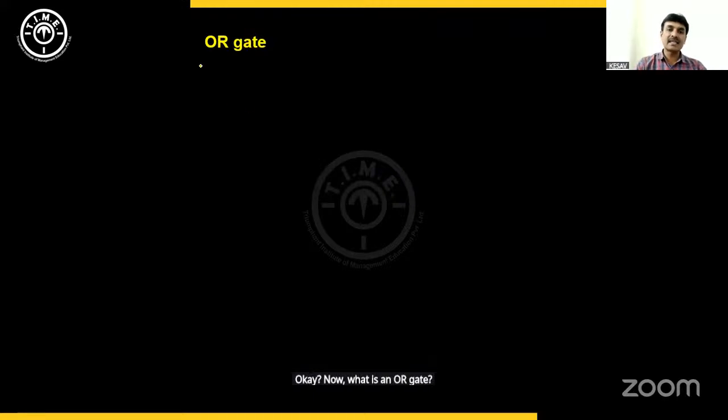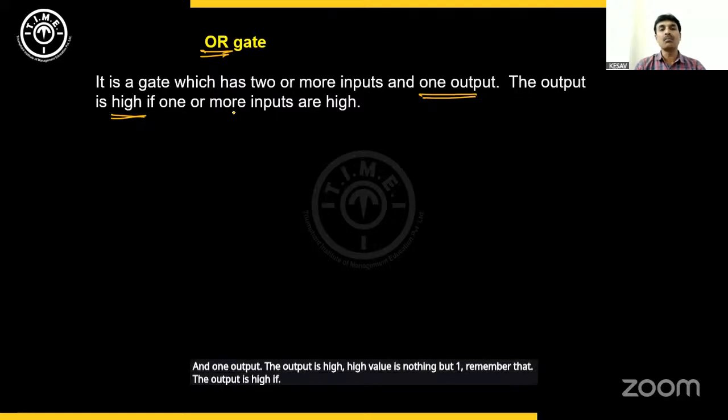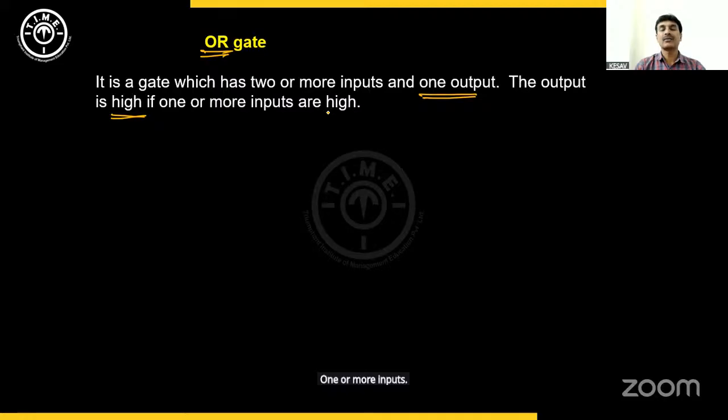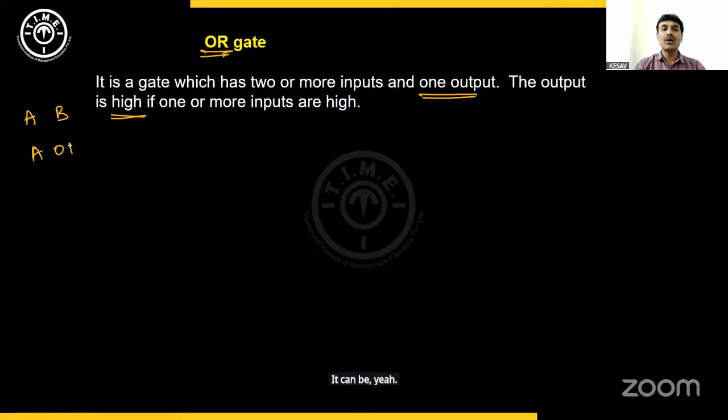Here the logic itself is OR. What is that logic in OR? I'll show you now. It is a gate which has 2 or more inputs and 1 output. The output is high. High value is nothing but 1. Remember that. The output is high if 1 or more inputs are high. Either it can be 1 or more than 1. Suppose you use 2 inputs A and B, it can be A or B that is high to get a high output. So that's what OR logic is.